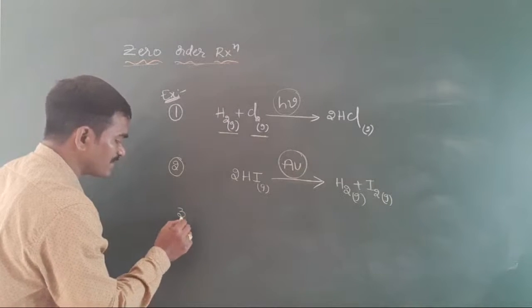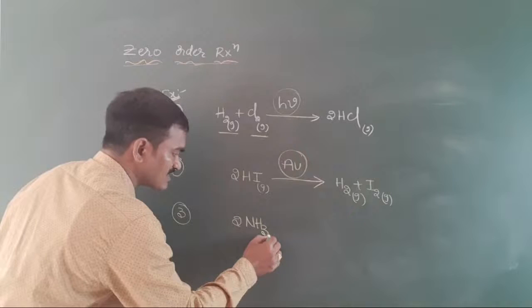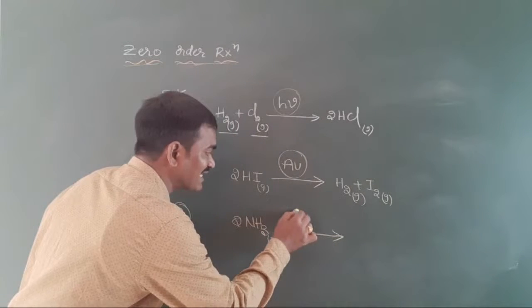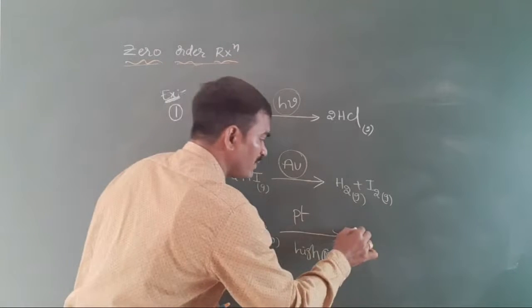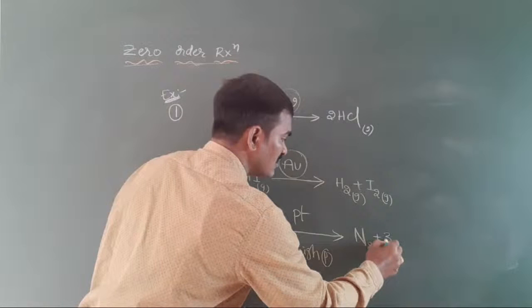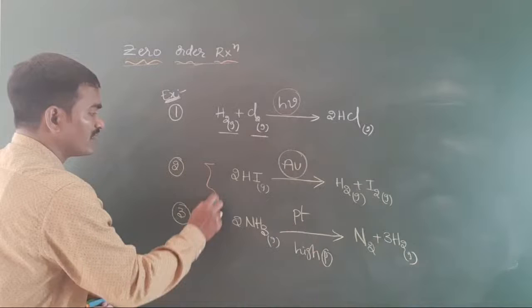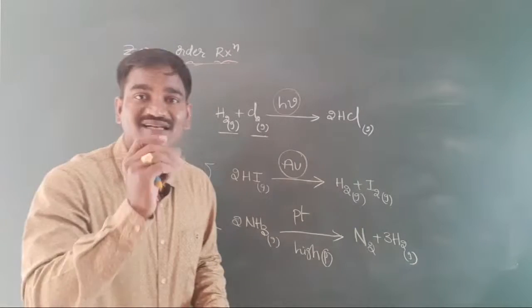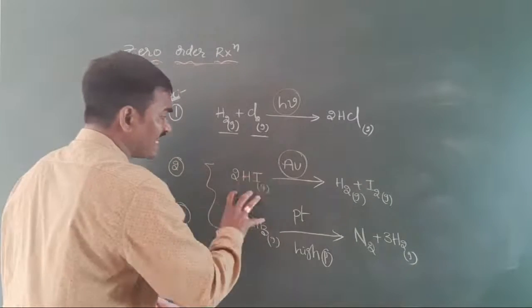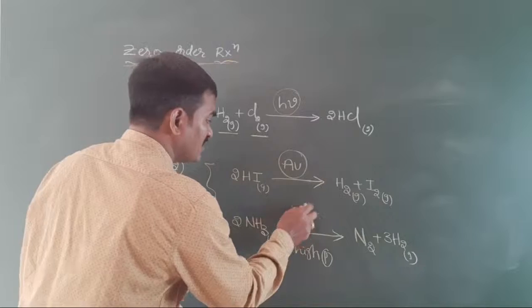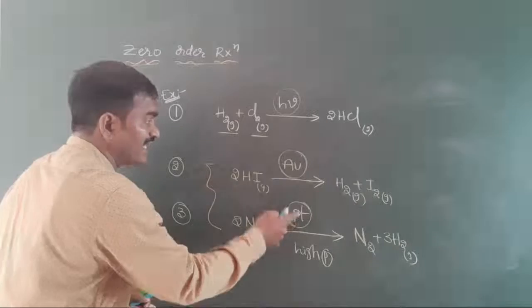Here you can see this. That is 2NH3 gas gives, what is that? Platinum you take and high pressure, then it will be converted to N2 plus 3H2 gas. So here you can see one by one. These two are examples for what? Metal surface. The reactions which are taking place on the metal surface. Here the rate of reaction is depending on the metal surface which is being provided by the metal.